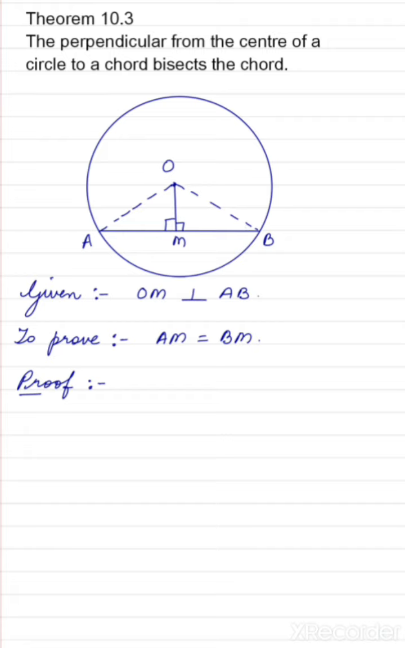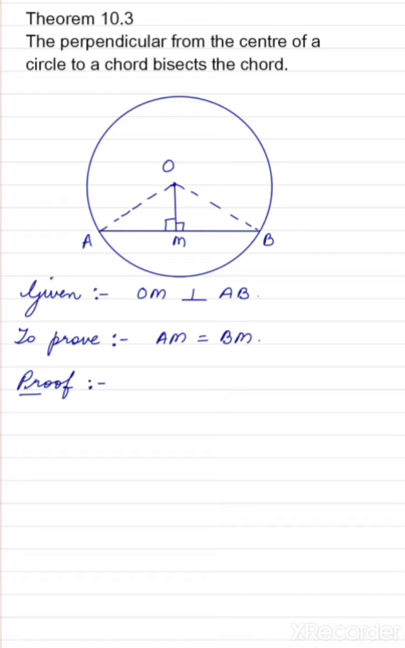For example, see in the figure given, O is the center of the circle, AB is any chord. OM is a perpendicular drawn from the center onto the chord AB. Here you have to prove that AM is equal to BM. So we will consider the triangles OAM and OBM and prove them congruent.